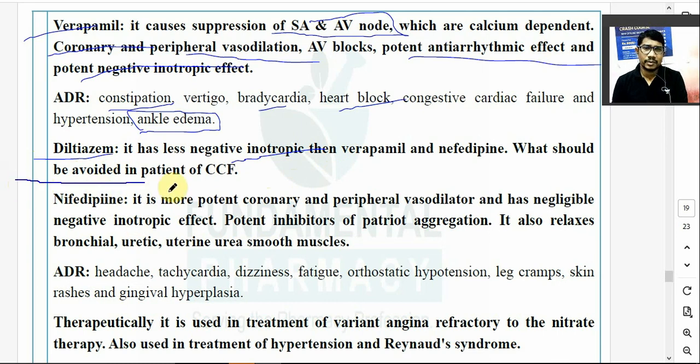Diltiazem, it has a less negative inotropic effect than verapamil and nifedipine. It should be avoided in the patient with the congestive cardiac failure. Nifedipine, it is a more potent coronary artery and peripheral vessel vasodilator, has a negligible inotropic effect on the heart. It is a potent inhibitor of platelet.